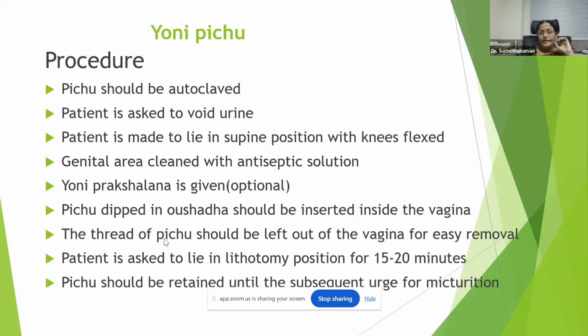Next, after the insertion, the patient should lie in the lithotomy position for 15 to 20 minutes. And this should be kept till the subsequent urge for micturition, as told in the classics, that is Amutra Kala.